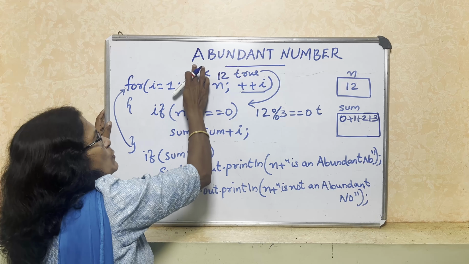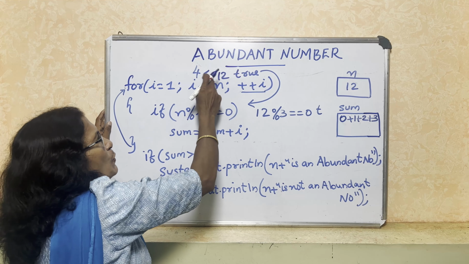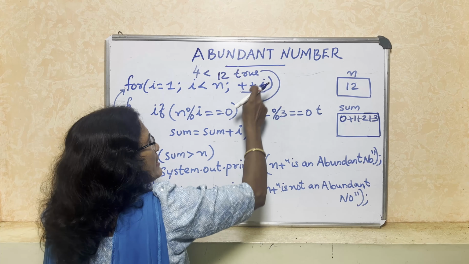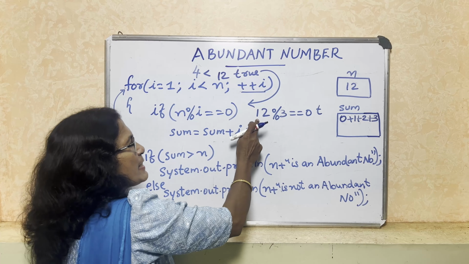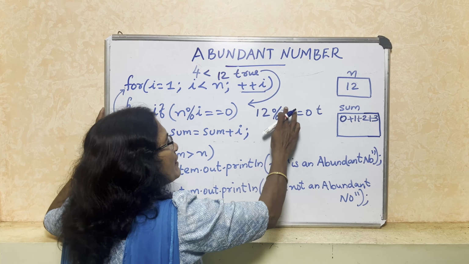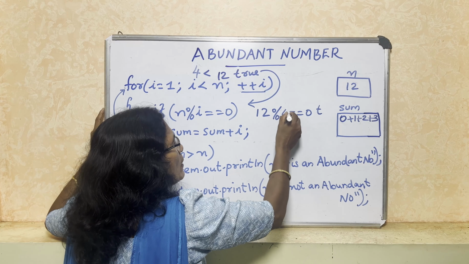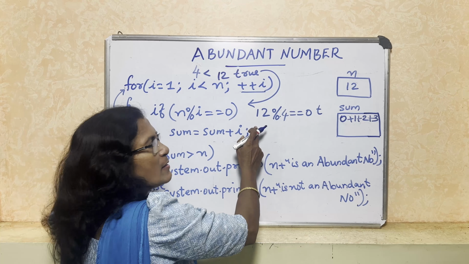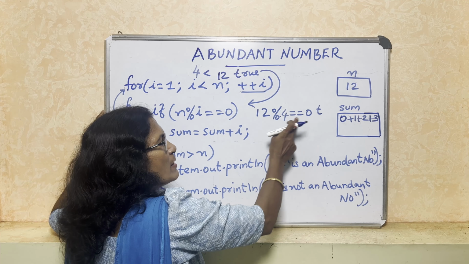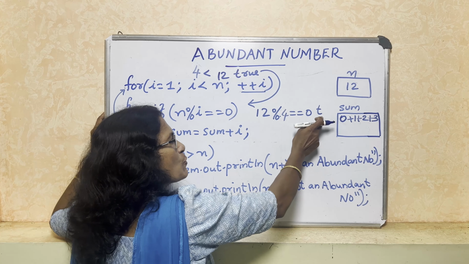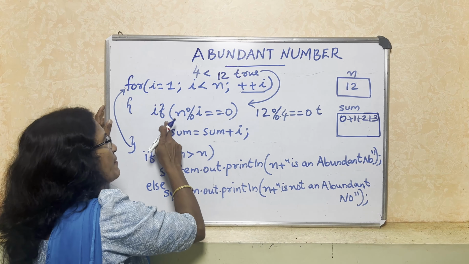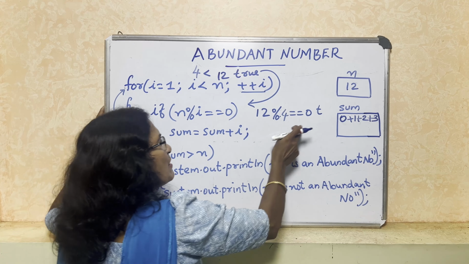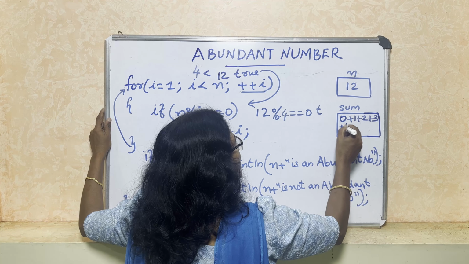Value of I is incremented to 4. 4 less than 12. Test expression is evaluated to true. Control enters into the for loop's body. Statement if clause is executed with the value of I as 4. 12 modulus 4 is equal to 0. Yes, 4 is a factor of 12. The remainder of the division is 0. So the test expression is evaluated to true. So the statement given after the if clause will be executed. Sum equal to sum plus I. Value of I, 4 is added to sum.